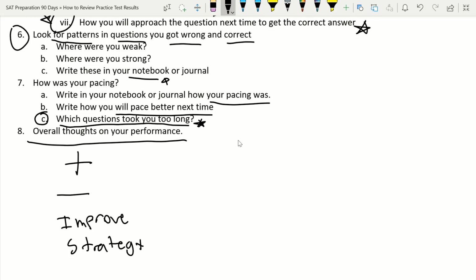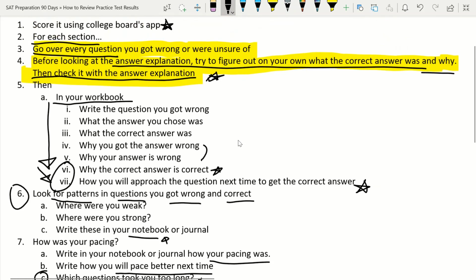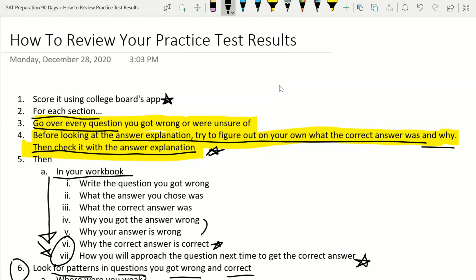Right, so what are you going to do to improve your chances at scoring higher next time, and what are you going to change strategy-wise next time? So those two are kind of the same there. So that's really going to be what you're going to do for each section. So that's the writing section, the reading section, math no calculator, and math with calculator.